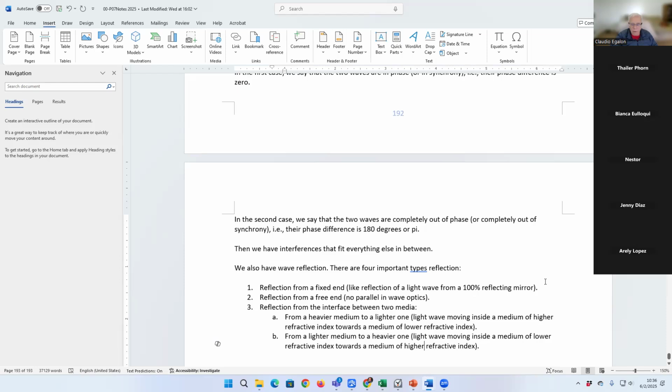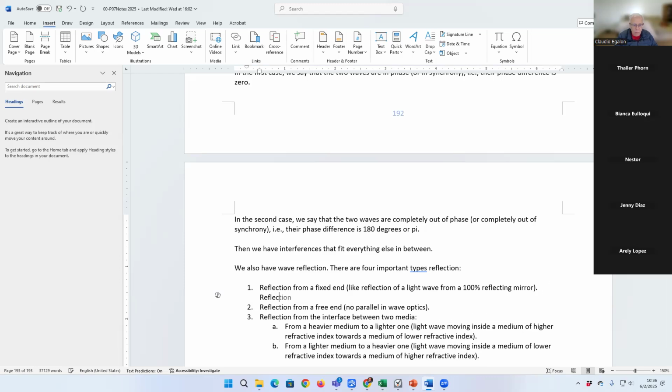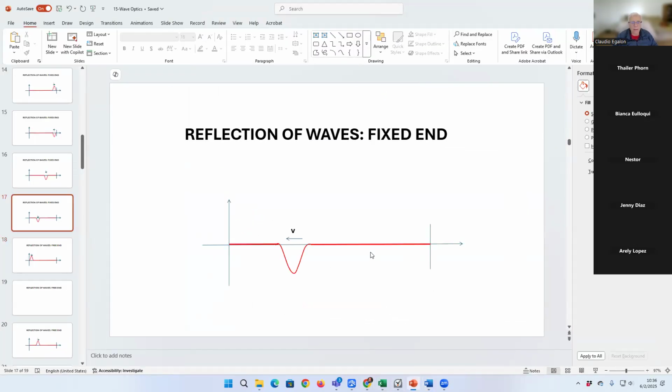Okay, reflection from a fixed end. The reflected wave has a phase shift of 180 degrees. That's what you saw before, right? Here you go. The wave was initially upright. After the reflection, it becomes downward, inverted. That's what we call a 180-degree phase shift.